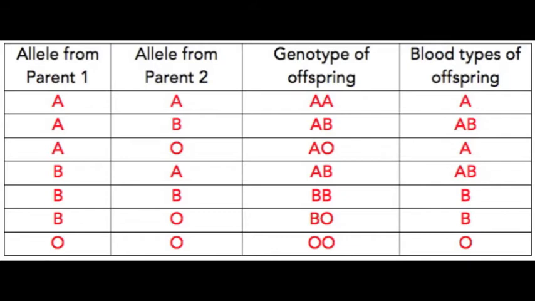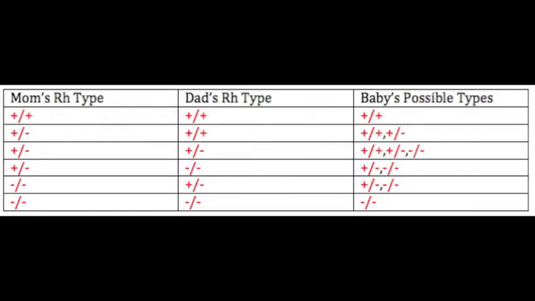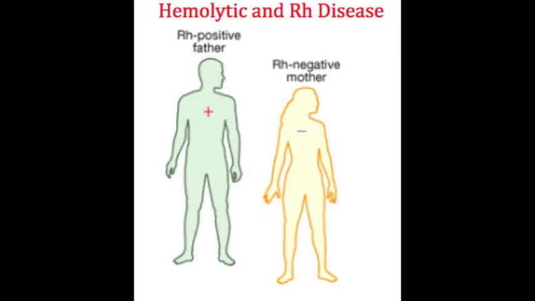Similar to the ABO blood type system exists the Rh factor, which is also controlled by a single gene and inherited from both parents. However, in this gene there are only 2 possible alleles, positive for the Rh factor or negative for the Rh factor. 2 major concerns about blood grouping heredity exist: ABO hemolytic disease or Rh disease.